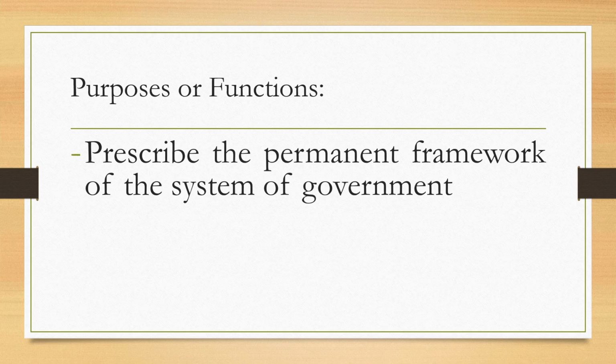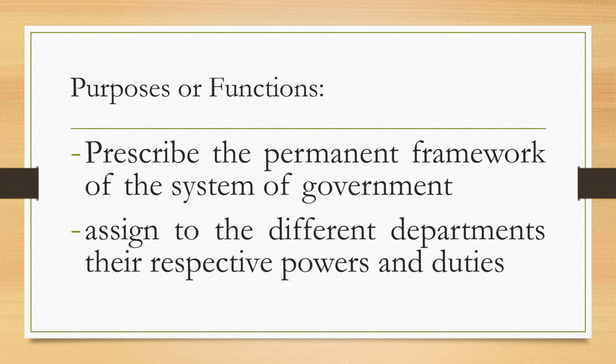What are the purposes or functions of the Constitution? One, it prescribes the permanent framework of the system of government. For example, in the Republic of the Philippines, the government is defined by the 1987 Philippine Constitution. How well each part of the bureaucracy will run is already embodied in the 1987 Constitution. For example, Article 6 is all about the legislative department, and therefore the legislative department has the functions defined under that particular provision of the Constitution. Likewise, Article 7 is all about the executive department, and Article 8, the judiciary. So there is already that prescribed framework inside the Constitution.